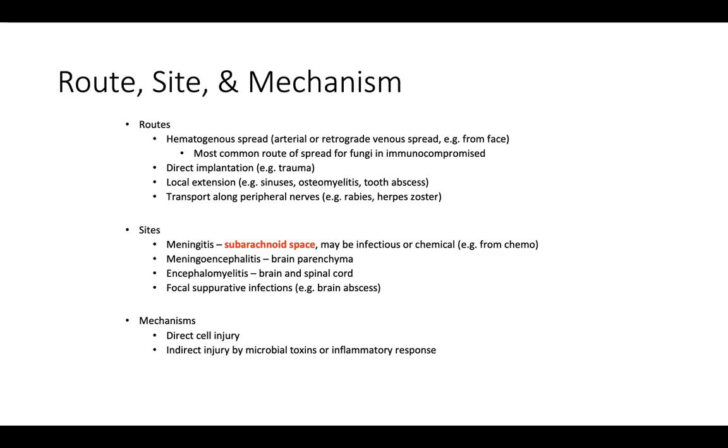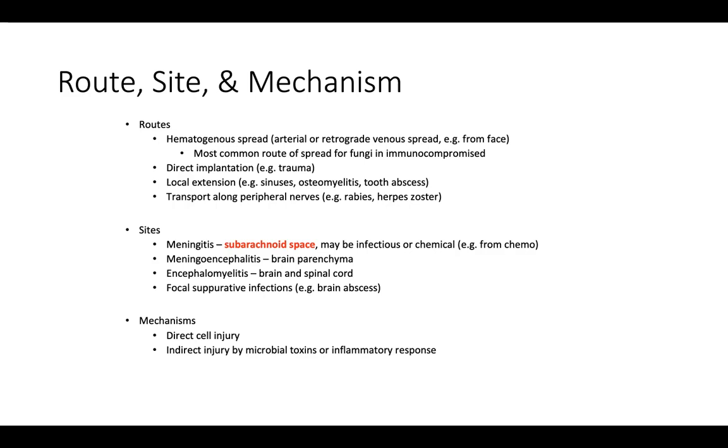So hematogenous spread means it goes through the blood. Direct implantation, you got hit and something stabbed you, like a cancer directly implanted. Local extension, you've got a cancer that is in the sinuses, and it travels to the cavernous sinus in the brain and affects the nerves. Transport along nerves is like rabies or herpes zoster.